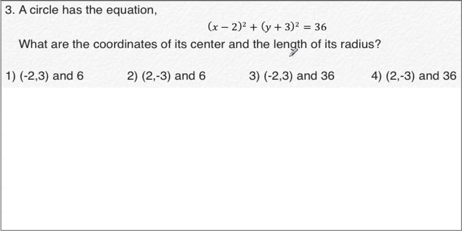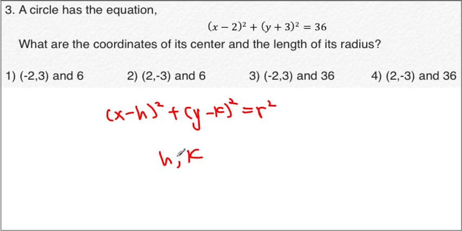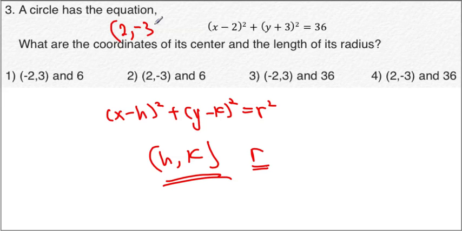Now, here let us try to remind ourselves of the equation of the circle. If the equation of a circle is given in this way, the center will be h comma k, and the radius will be equal to r. Now, in place of h, we have 2. In place of k, notice we have negative 3, because minus negative 3 becomes positive 3. So 2 comma negative 3 would have been our center. And 36 is r squared, so therefore r will be equal to 6. That means we are looking at choice number 2.